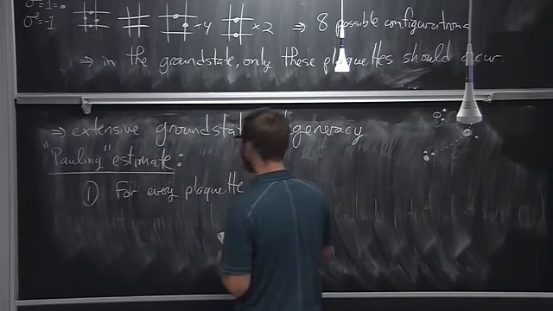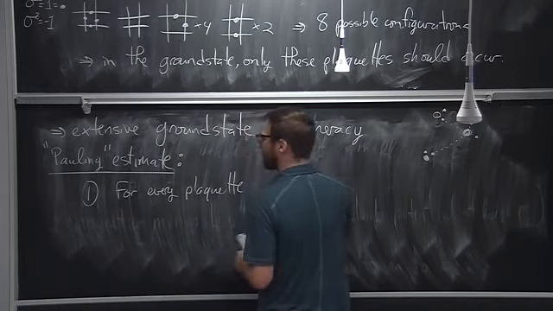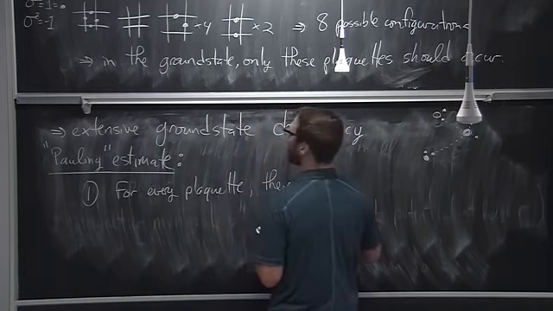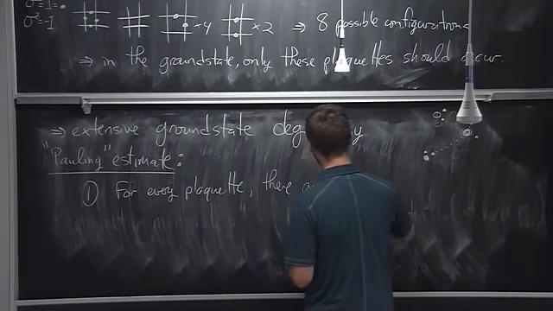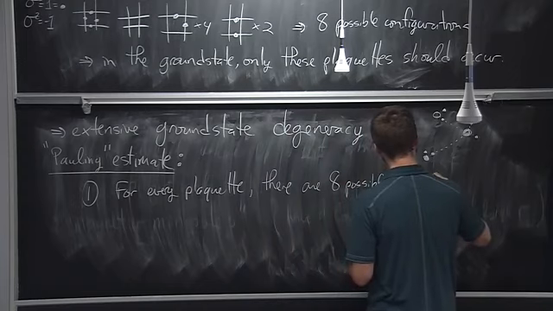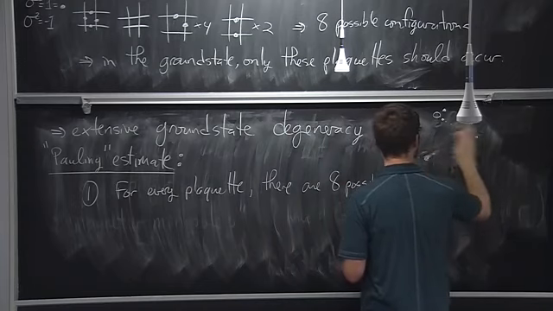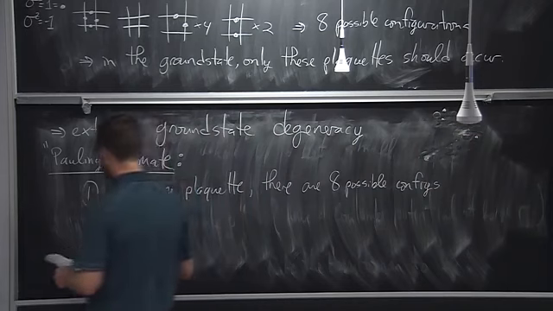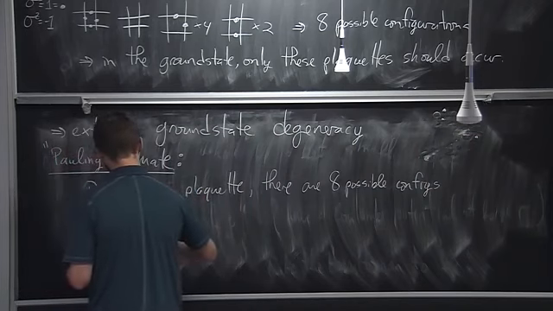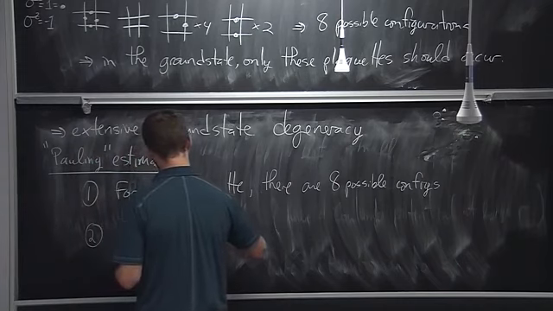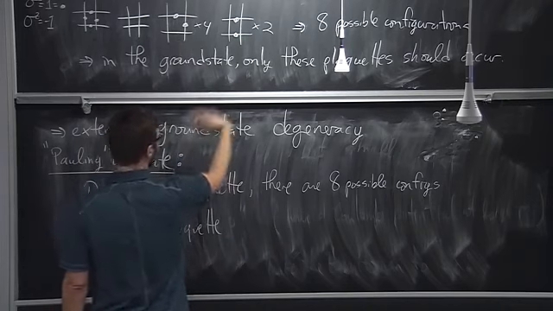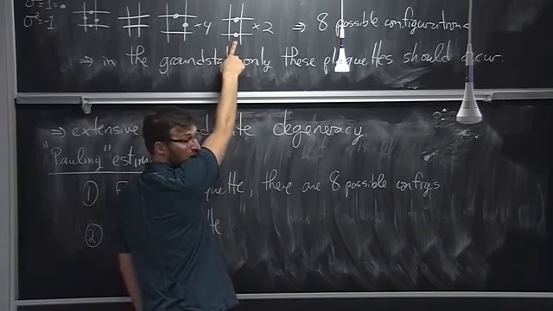So for every plaquette, there are two conditions on this estimate. There are 8 possible configurations. Already I wrote that. I think it's different for ice water. There's probably only 6. So every plaquette, like each one of these in the lattice, shares that degree of freedom with some other number of plaquettes.